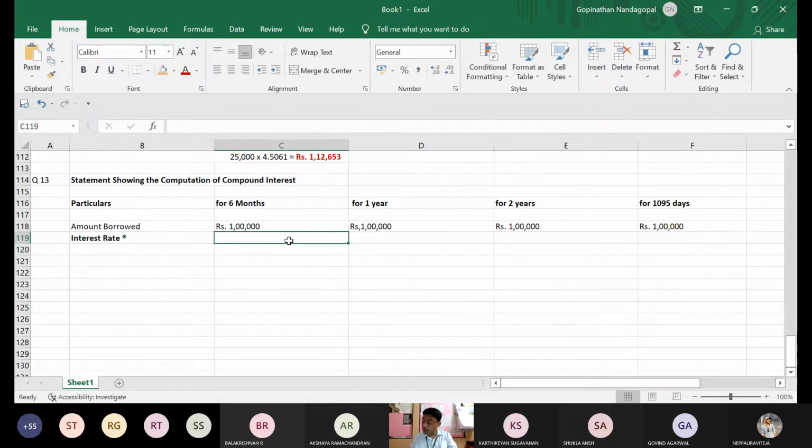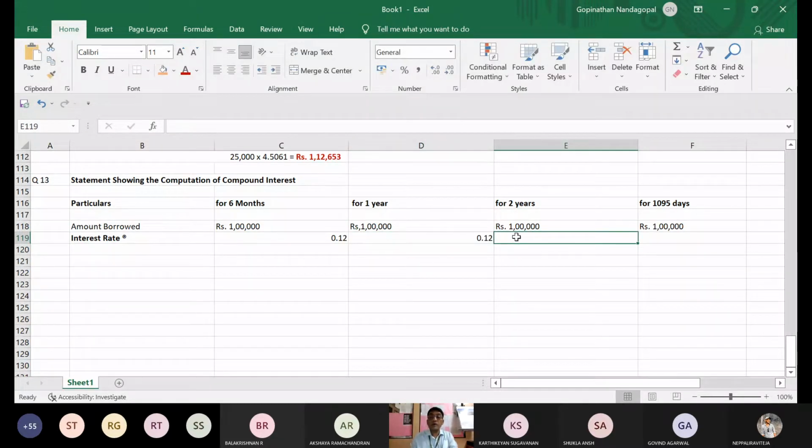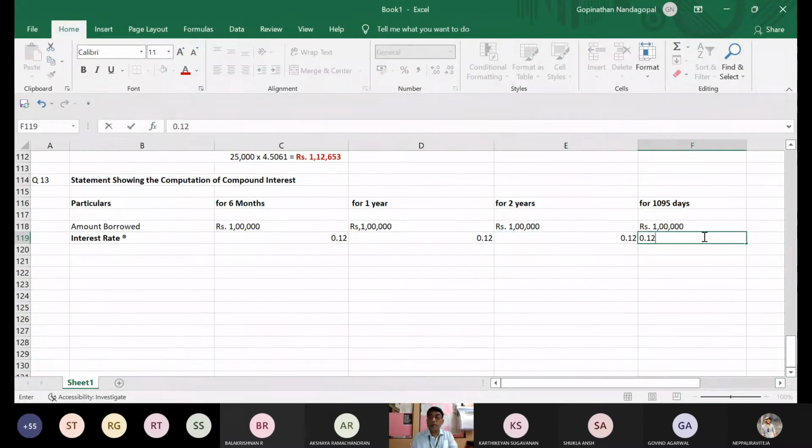Interest rate. So for all the cases, it is 0.12. Am I right? It is 12%, so 0.12.